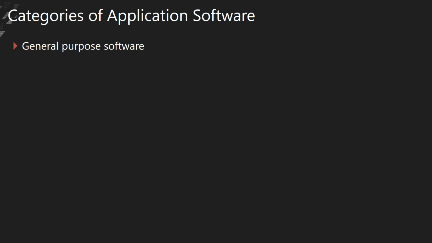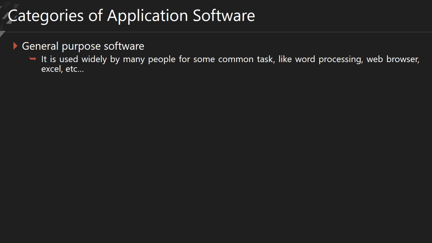Right. Once you understand these categories of system software, let us understand the categories of application software. Application software is generally used as general purpose software. It is widely used, and many people are using it for some common tasks. That's the reason you call this general purpose software, like word processing. It is not used for one particular task. Many people are using it in day-to-day life. So obviously Microsoft Word, web browser, Excel, PowerPoint, and so on.